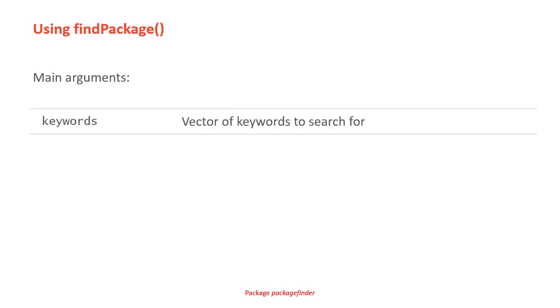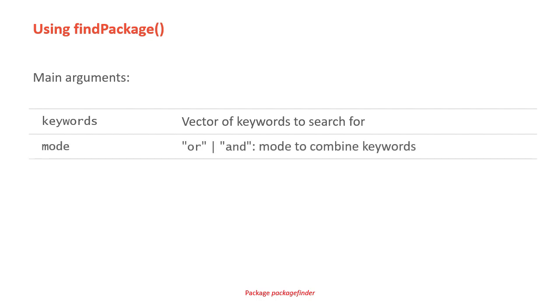Let's start with the find package function. The main argument of the find package function is keywords. Keywords is just a character vector of search terms that you want to search for. How these keywords are combined in your search is defined by the mode argument. If you set the mode argument to OR, which is also its default value, then all packages that match at least one of your keywords will be part of the search results. If, however, you set mode to AND, then only those packages will be among the search hits that match all of your keywords at the same time.